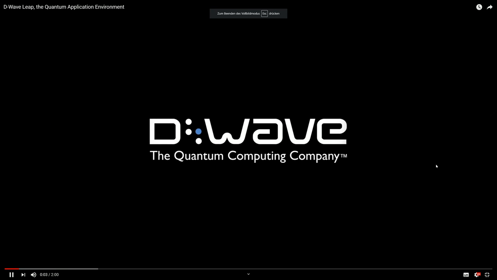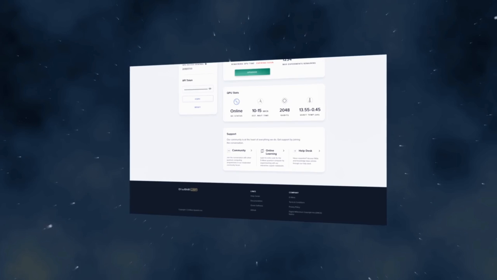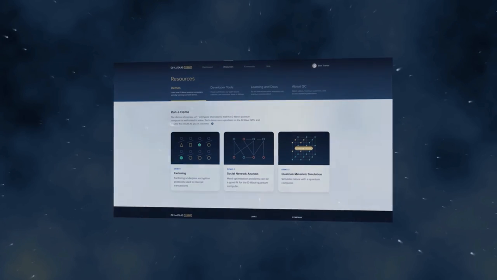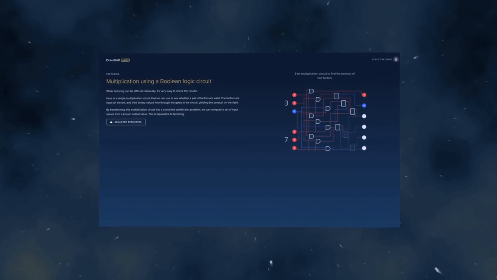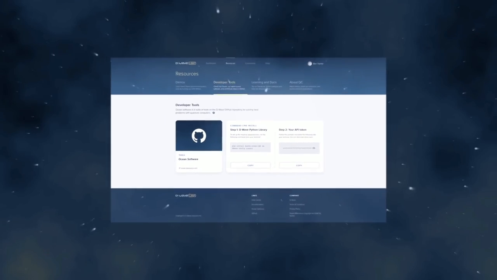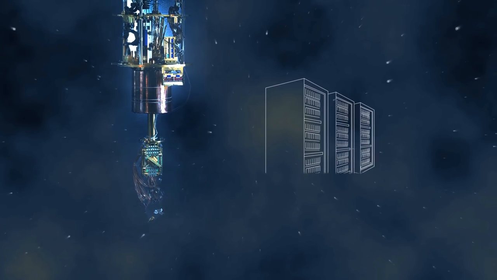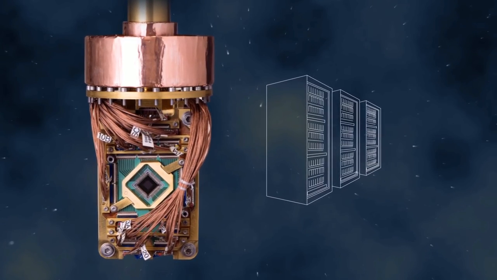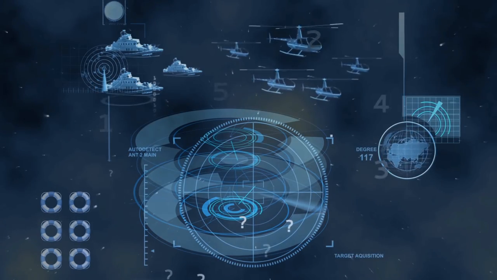Let's listen to it. Welcome to Leap, your gateway to the exciting new world of quantum computing. While it's still early in the evolution of quantum computing, this is the perfect time to learn more and experience it firsthand. Behind this portal are resources to help you understand the differences between our quantum computer and everything you already know about classical computers. It's an entirely new way of solving problems, and we hope it will give you a head start in understanding how quantum computers could be applied to your business problems.